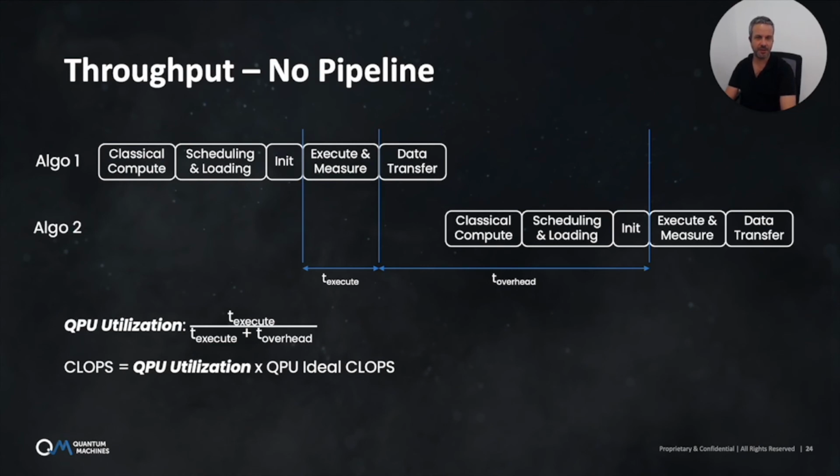First, let's look at a sequential execution of two VQA algorithms. On sequential execution, we get a significant overhead of the measurement data transfer to the classical processor, the classical computation, including the computation of a new circuit, the scheduling and loading time, and the circuit initialization time.